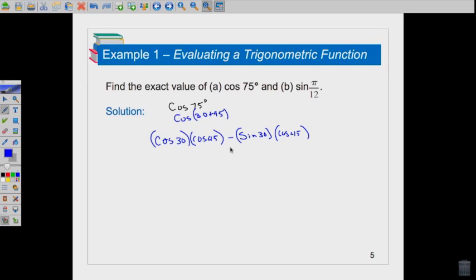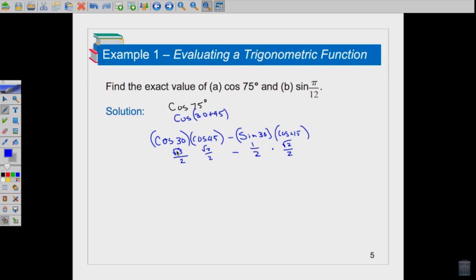Very good. So now I actually have to fill in some values. The cosine of 30, hopefully we can all now get to pretty easily, the square root of 3 over 2. Cosine of 45, square root of 2 over 2. Minus sine of 30, it's going to be 1/2. And the sine of 45, square root of 2 over 2.